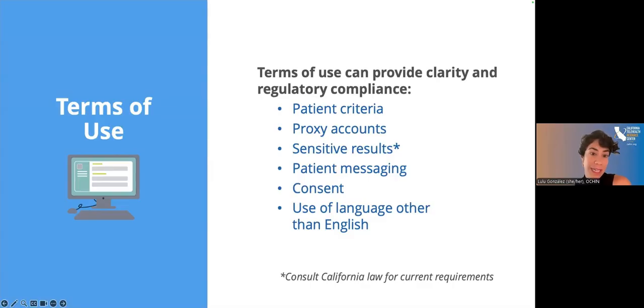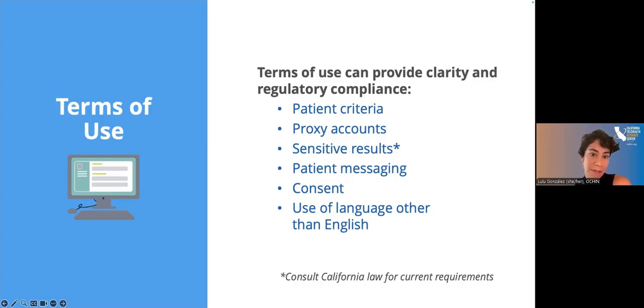When implementing a patient portal, having clear terms of use policies is really key, not just for regulatory compliance, but also to set expectations for both patients and staff. These policies act as a guide for how the portal is used, ensuring consistency, security, and a smooth experience for everyone. So first, patient eligibility criteria policies, or terms of use.